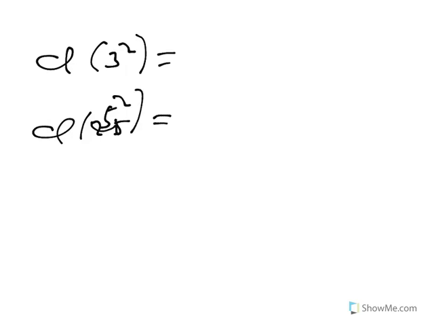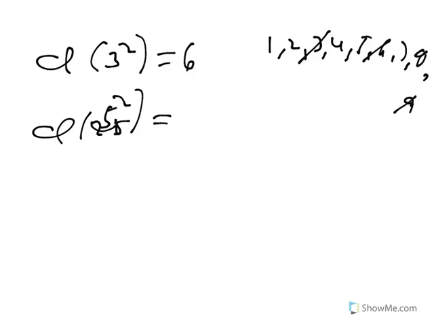A second case, something like phi of prime squared, like phi of 9 or phi of 5 squared. For 9, I could actually list out 3, 4, 5, 6, 7, 8. I'm even going to write the 9 there. And I can cross off the 3 and the 6 and the 9. And all that's left is 6 things.